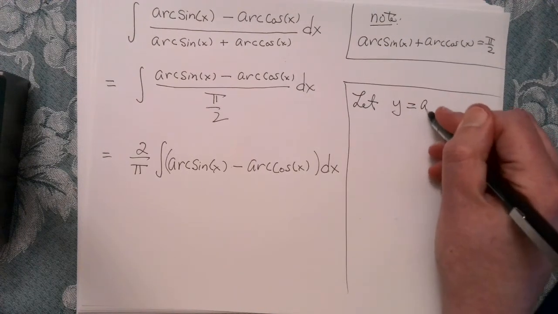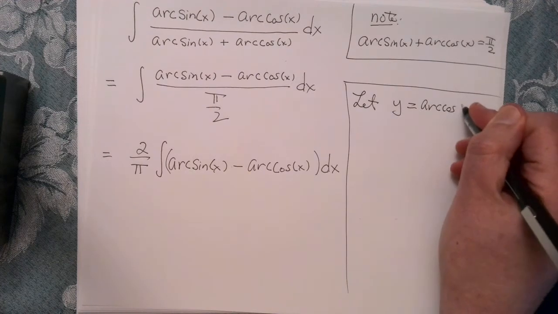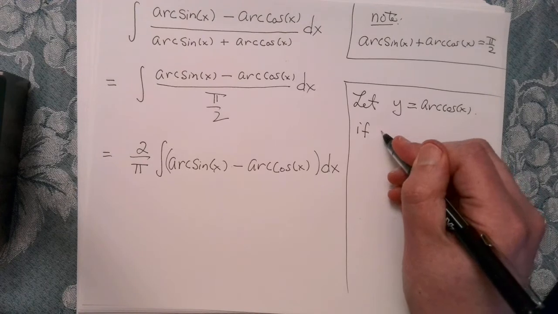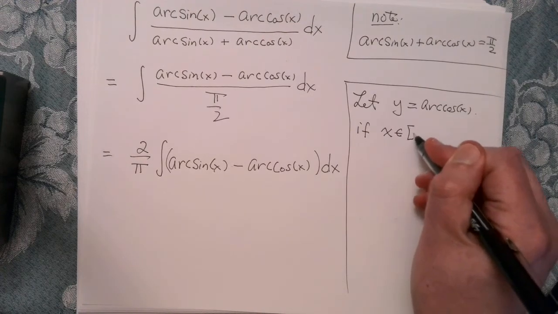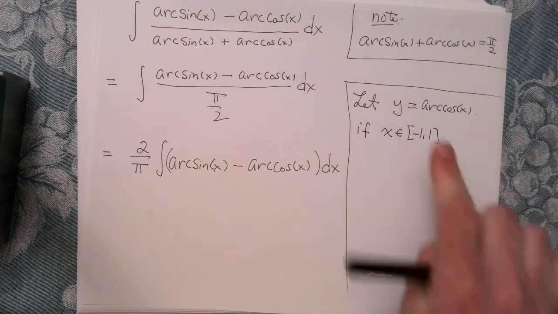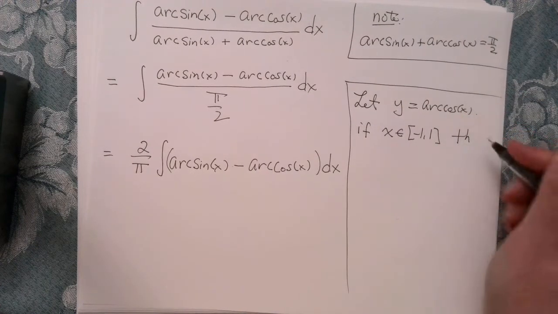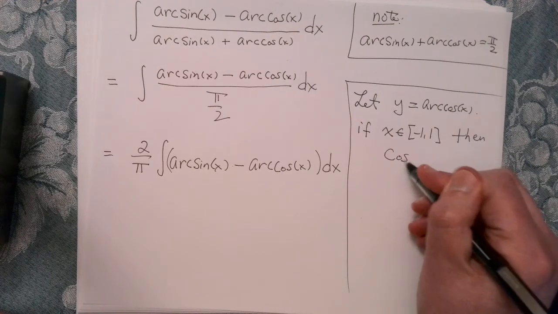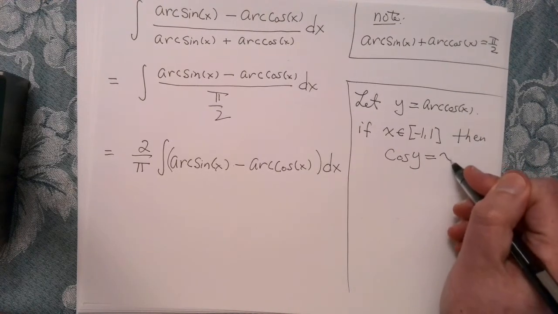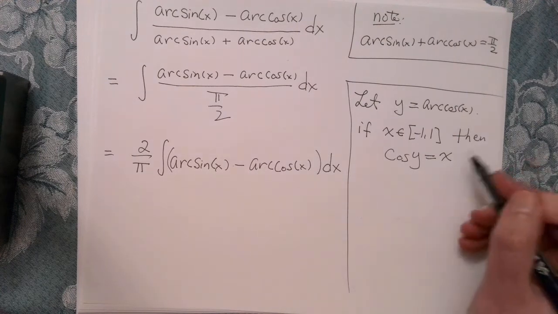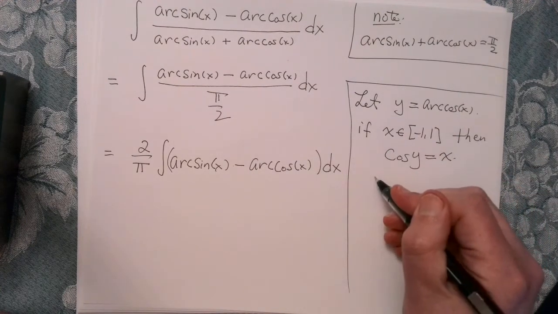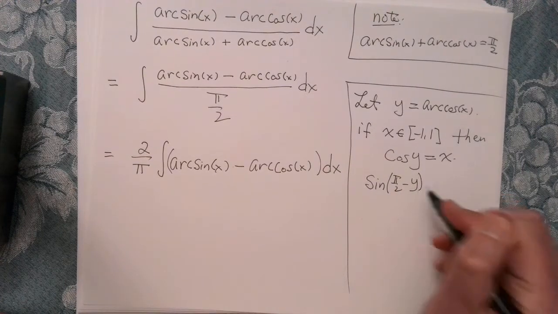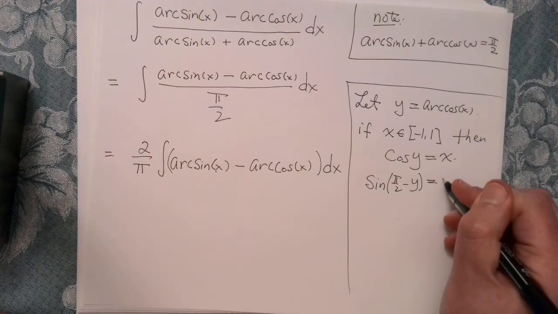So I'm going to say, let y equal the arc cosine of x. And, well, if x is in the domain of arc cosine, so if x is in the closed interval from -1 to 1, then I'm allowed to rewrite this. Just properties of inverse functions. So that means that the cosine of y is equal to x. But remember, we can rewrite the cosine of y, that's exactly the sine of pi over 2 minus y. It's a famous property. And that's equal to x.